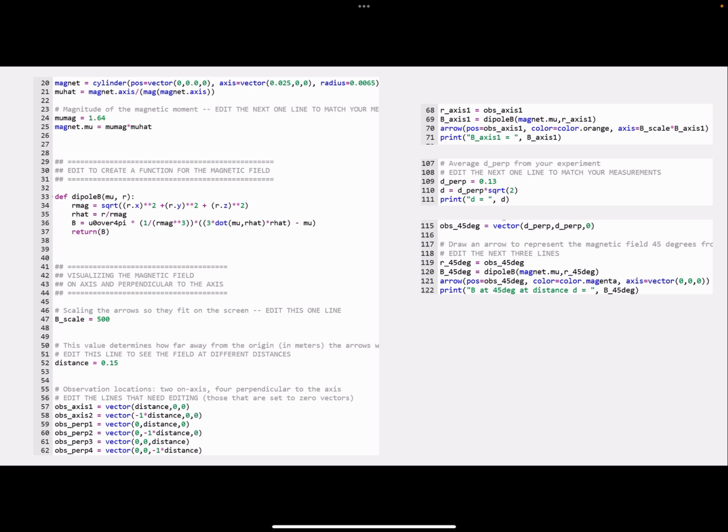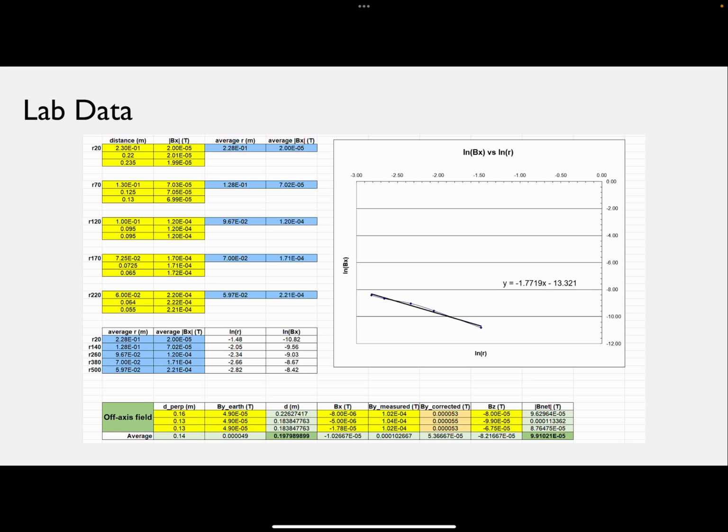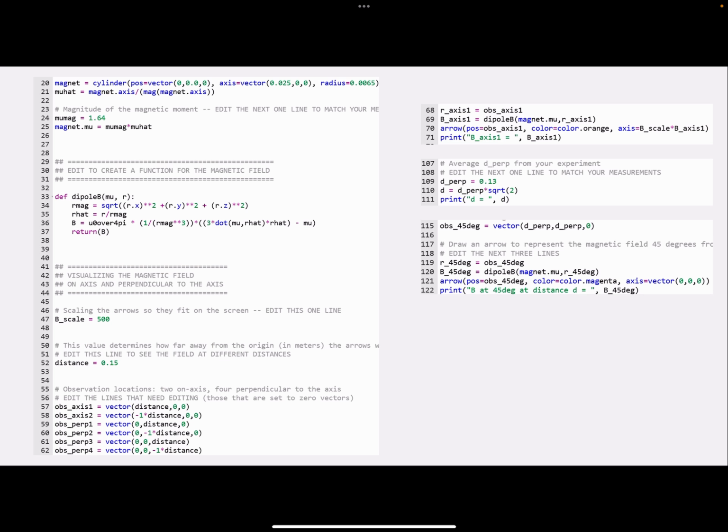Here's some code that we made to predict and verify our results. So in this first part, towards the top, you're finding the magnitude of the magnetic moment. That was calculated using this equation right here. And then once that was found, we created a function for the magnetic field. So dipole B was the function that we accessed throughout the rest of the lab. So you have R mag, R hat, and then B. And those were done using the formula stated earlier.